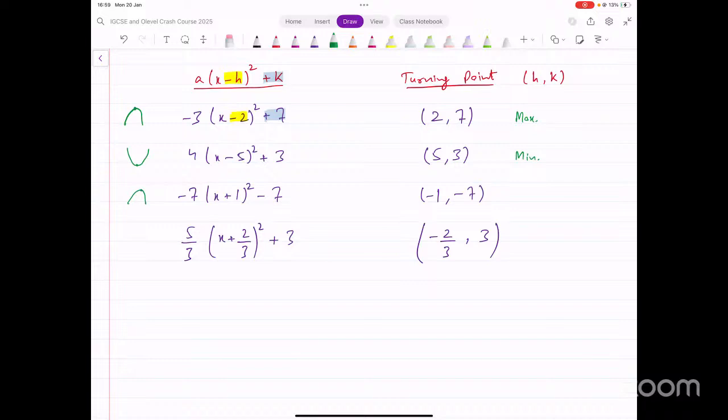Because of that negative number, this is a maximum point. And in the last case, it's a U-shaped again because this number is positive. This is going to be a minimum point. Okay, so the process for finding the turning point is the same.